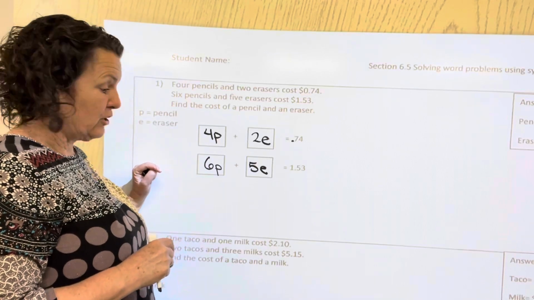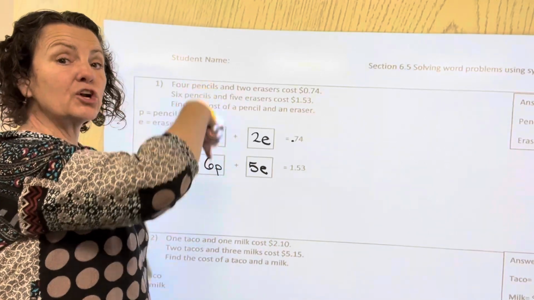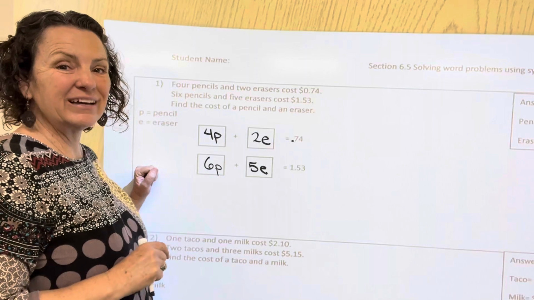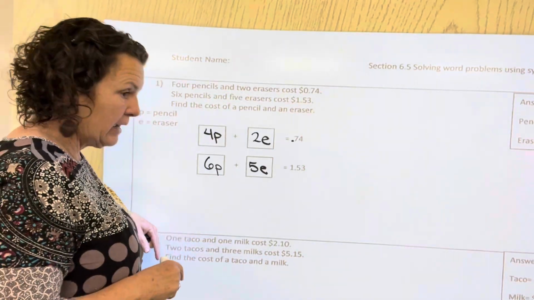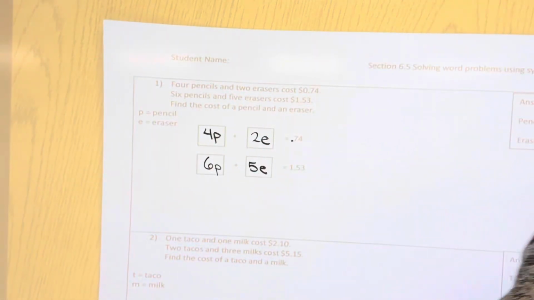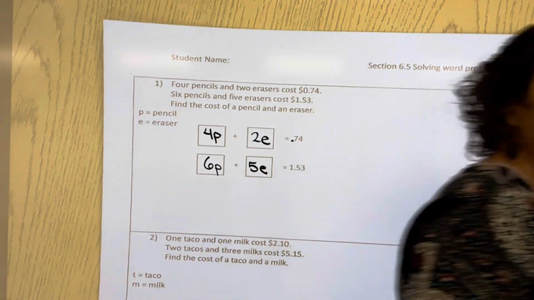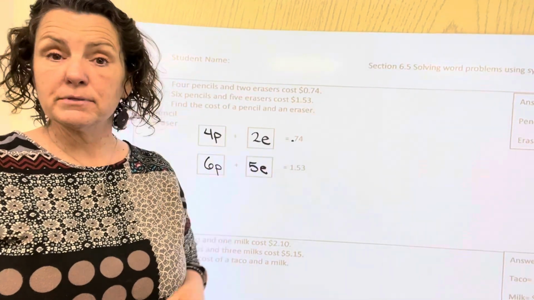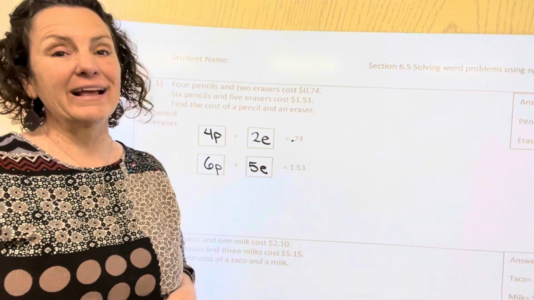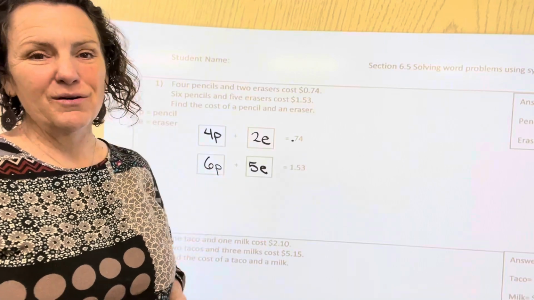Cool. I'd like you to set up the 2 problems that are below this one. Go ahead and do the setup. The next one is about tacos and milk. And then the next one after that is about apples and pears. So this video is just going to be about setups. Can you set these up correctly? So please set up the 2 down below. Go.